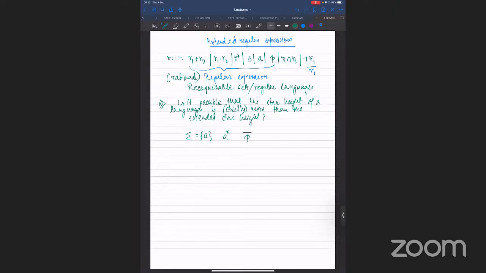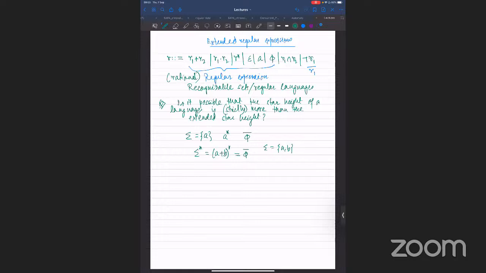If I am talking about sigma star for any arbitrary alphabet sigma, sigma star is not the same as sigma. For example, if your sigma is AB, what is sigma star? The regular expression is A plus B star. And this is the same as phi bar. Correct?